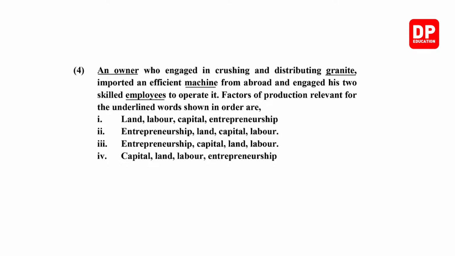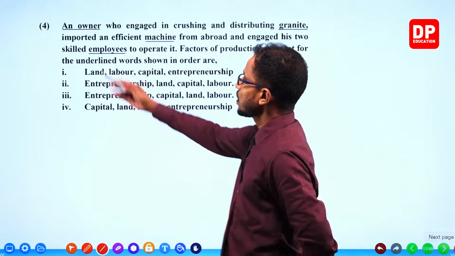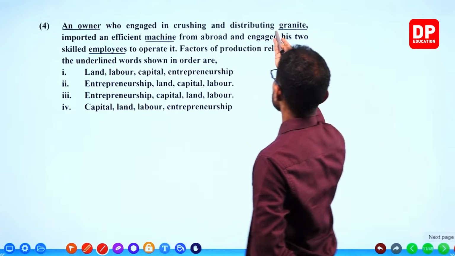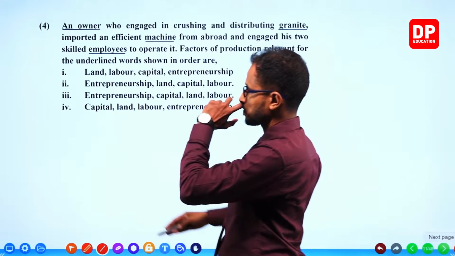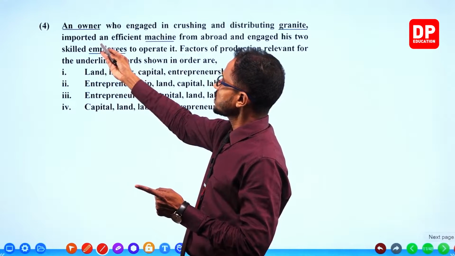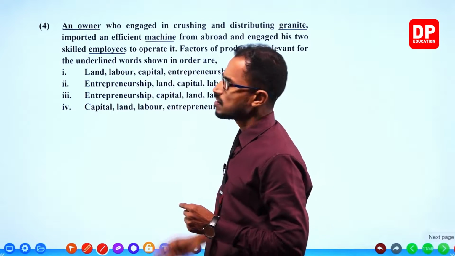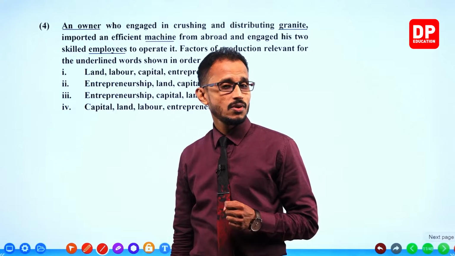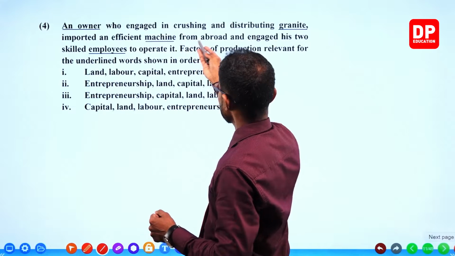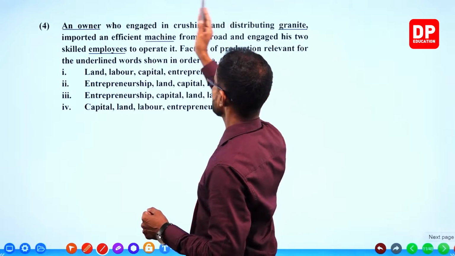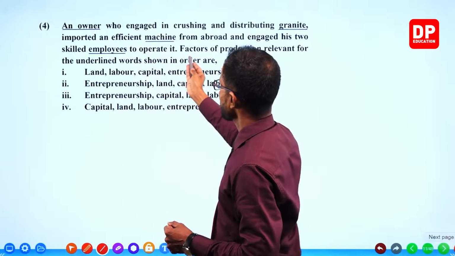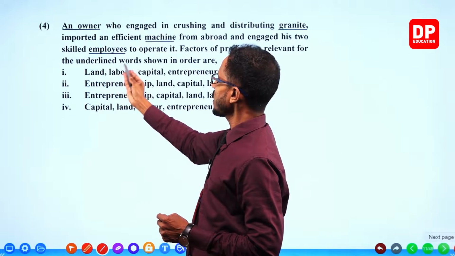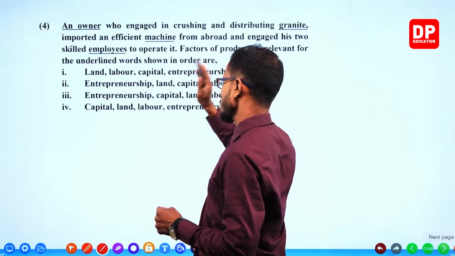Next question. An owner who engaged in crushing and distributing granite imported an efficient machine. Some words are underlined. Why is that? From abroad, he engaged his 2 employees to operate it. Factors of production relevant for the underlined words shown in the order.